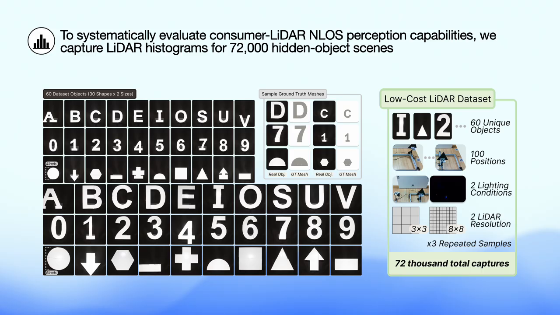To do this, we capture a large-scale dataset of 72,000 hidden object scenes. We 3D print 30 unique shapes, letters, numbers, and abstract forms at 2 sizes each, and we cover them with retroreflective tape to elicit measurable 3-bounce returns in our capture setup. Each object is then captured across 100 positions on a motorized gantry over 2 lighting conditions and 2 LiDAR resolutions, giving us a controlled, large-scale dataset to study what consumer LiDARs can actually perceive about hidden objects.